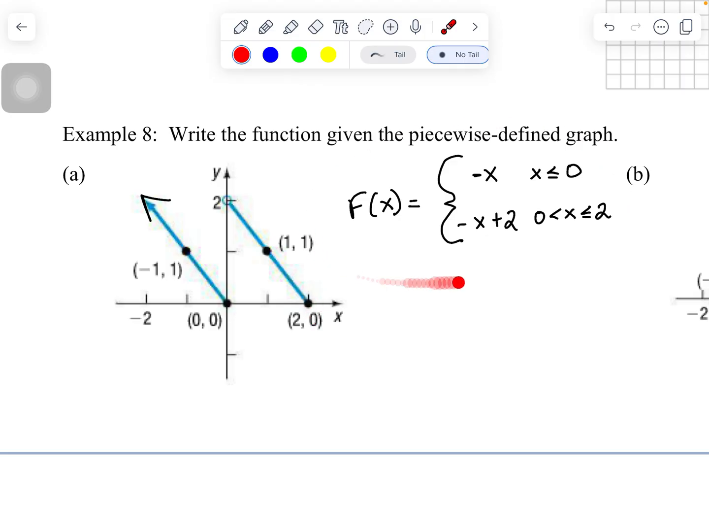So that is how we write a piecewise function. Figure out what kind of graph your piece is and figure out what inequality it follows.